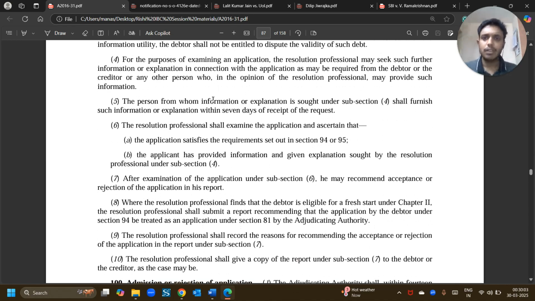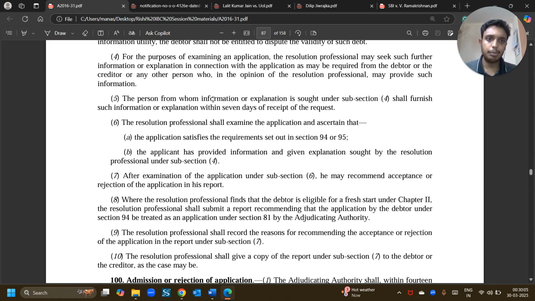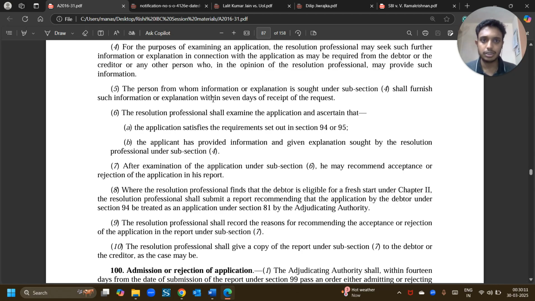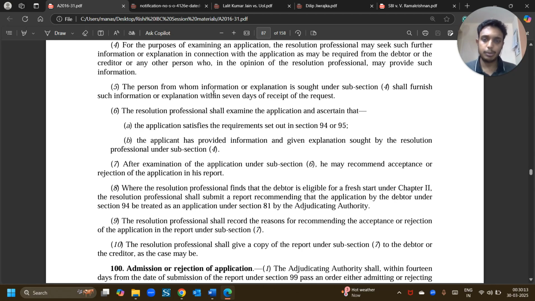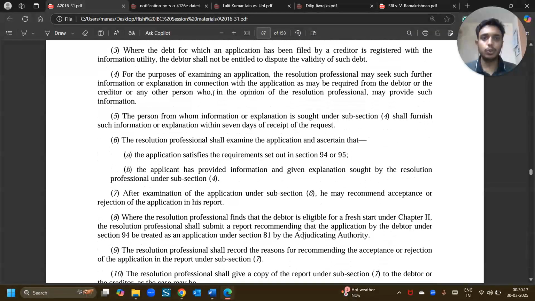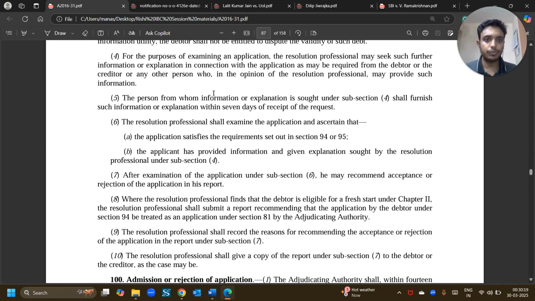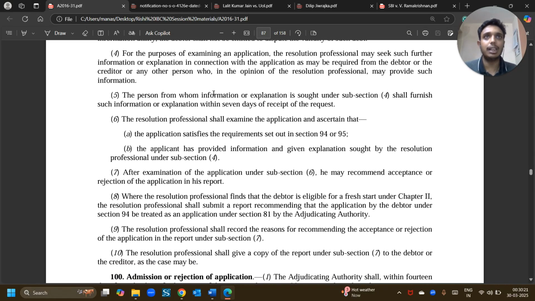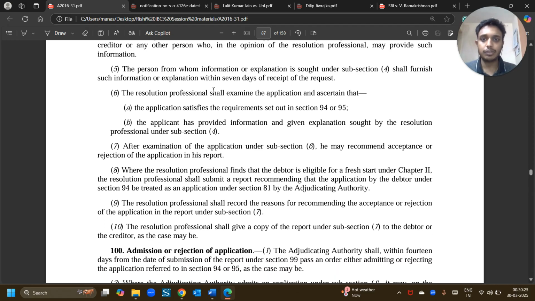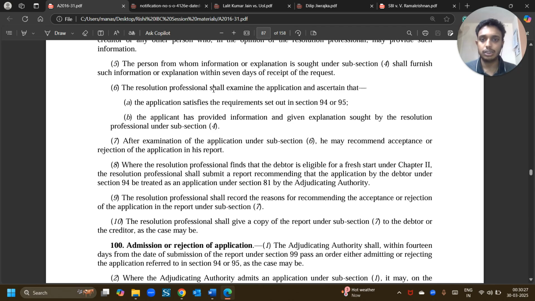Subsection 4 says, for the purpose of examining an application, the RP may seek such further information or explanation in connection with the application as may be required from the debtor or the creditor, or any person who, in the opinion of the RP, may provide such information. So here again, this is similar to the powers of the RP that we have seen so far, which is he has the power to seek relevant information from relevant stakeholders. Now subsection 5 says the person from whom information is sought shall furnish such information within 7 days. So here again the time bound aspect comes into play.